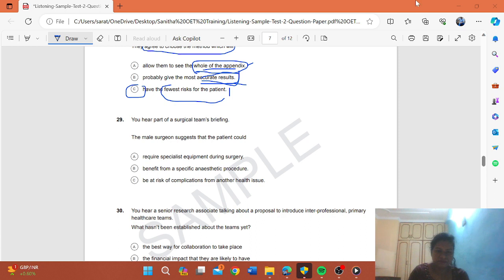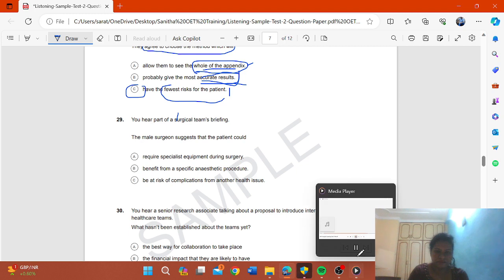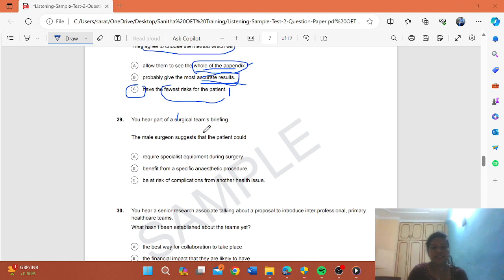Question 29. You hear part of a surgical team's briefing. Now read the question. The question is: the male surgeon suggests that the patient could hear. Okay, what the male surgeon is suggesting, there you will get the answer. Here is the two person audio. What the male surgeon is suggesting about the patient, there you will get the answer. So you have to listen properly to what he is saying, suggesting.